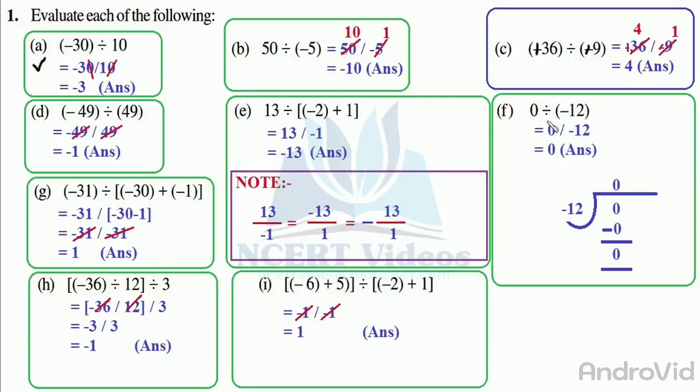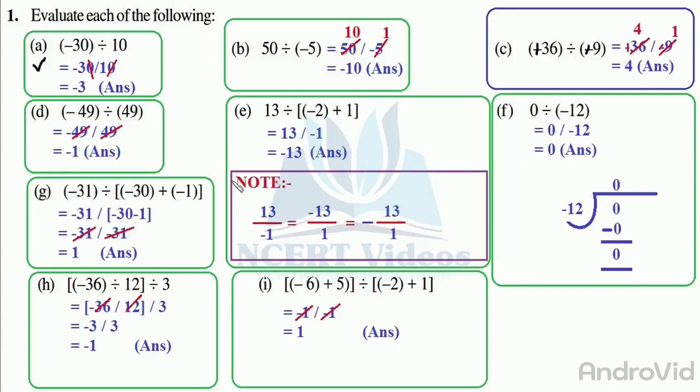F part, 0 divided by minus 12. You don't have to do anything, just put 0, because whenever the numerator is 0, the answer is going to be 0, provided the denominator is not 0. We can do it in long form to make you understand. Put 0 here, minus 12, this is the long way. Minus 12 times what is 0? We know when we multiply anything with 0, it becomes 0. Therefore we have to multiply it with 0 to get 0. That's why the answer is 0 for the F part.